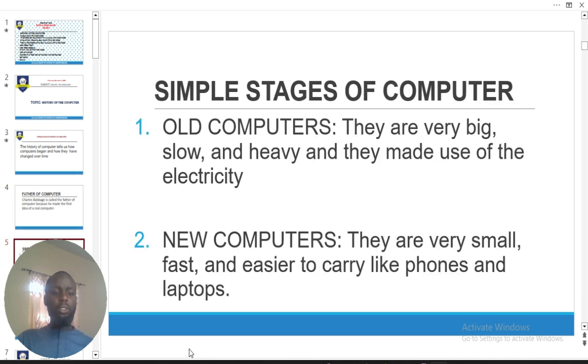Then we have the simple stages of computer. The first one, we have the old computers. The old computers are very big, they are slow, and they are heavy, and they made use of electricity. Then we have the second one, which is the new computers. They are very small and they are fast and they are easier to carry, like phones and laptops.